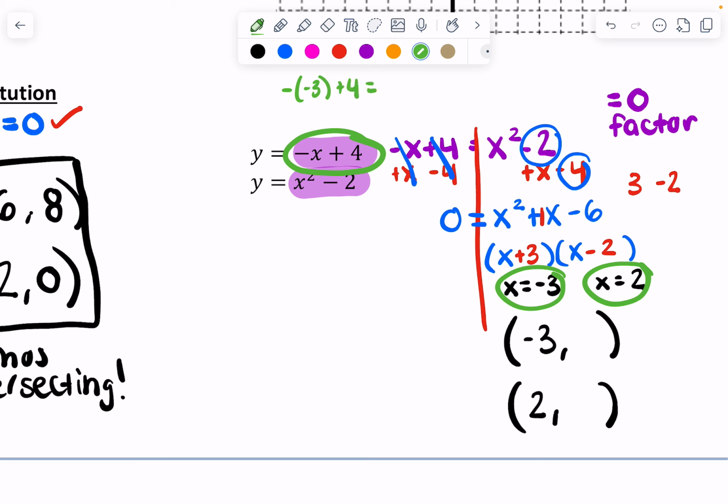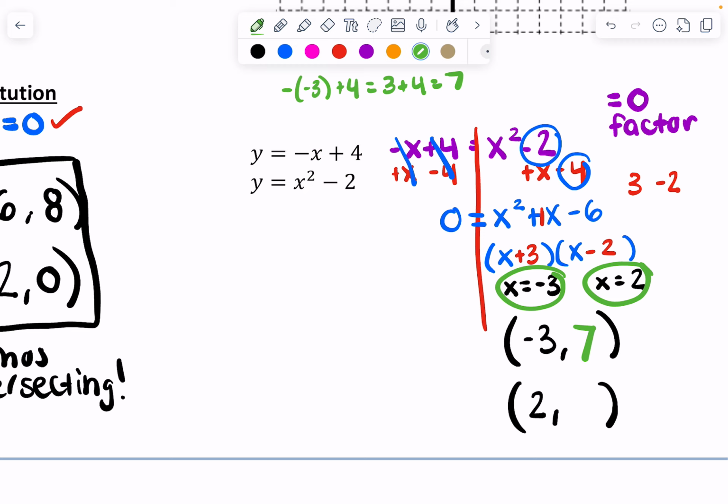So plugging in -3 for x, we get 3 plus 4, which is 7. If I do that same thing here, we're going to get 9 minus 2, which is also 7. Again, it doesn't matter which one you plug it in for. Choose the easier one, save some time.